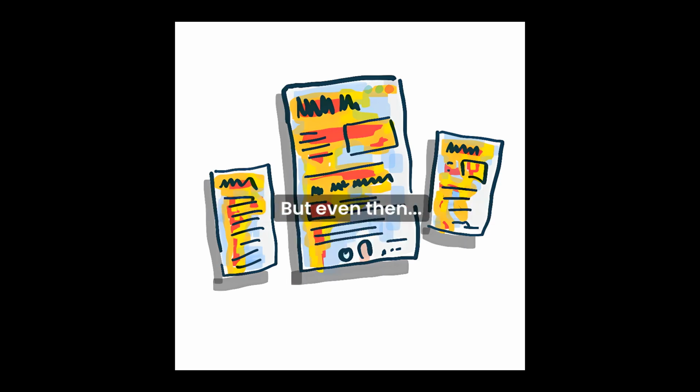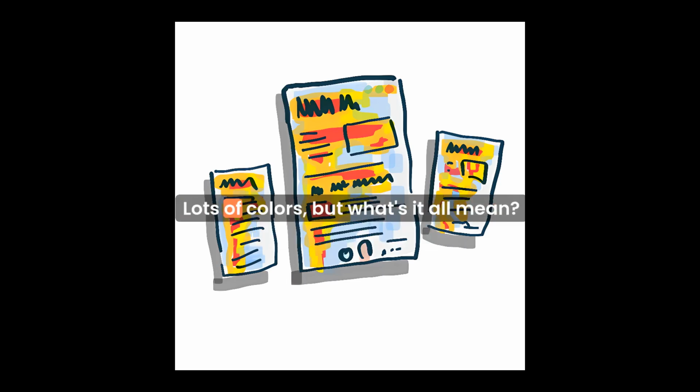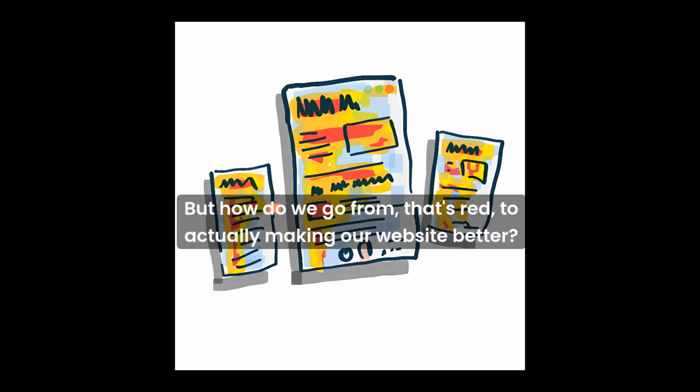Makes sense. But even then, you've got all this data, these heat maps. What do you do with it? I mean, it's kind of like looking at a weather map, right? Lots of colors, but what's it all mean? All right, so we've got these heat maps, all these colors. But how do we go from, ooh, that's red, to actually making our website better?